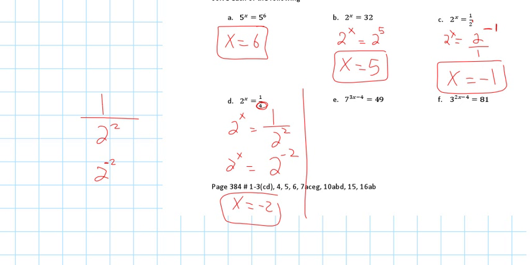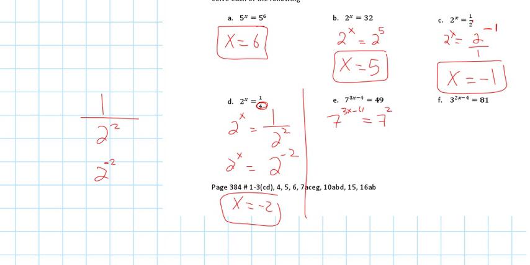All right, let's go to E. What are you thinking? Which side am I gonna change first? The 49, right? I can't change the 7. So what's 49? 7 to the power of what? 2. So drop your bases, and then 3x minus 4 equals 2.